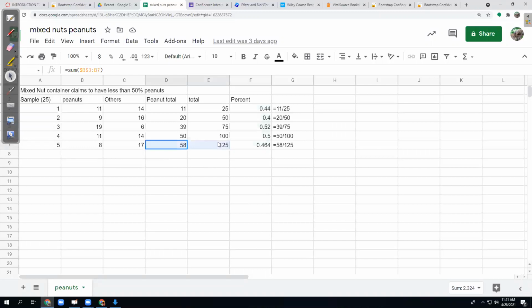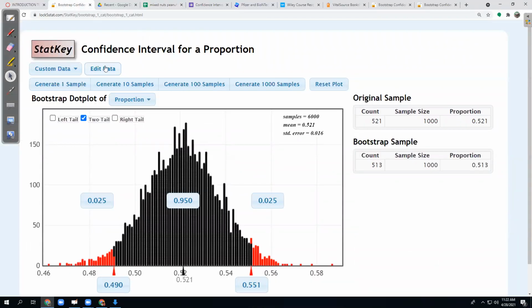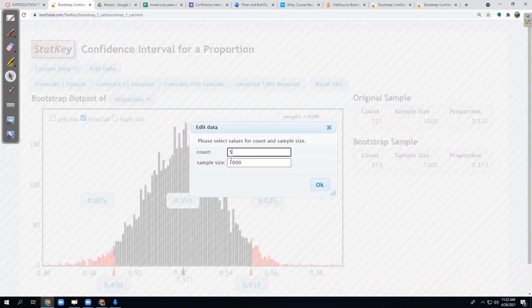So let's go with my last one here. I don't really need to share all this data with you. We're just gonna say we found 58 peanuts out of a total of 125. That's all StatKey needs to know for a proportion. If I was doing a mean, StatKey would need to know every single number. But here, all it needs are those 2. So this right here would be my X, my count, and this one right here is my N, my sample size. I just need those 2 numbers. So let's go over to StatKey and edit the data. And I found 58 peanuts with a sample size of 125.